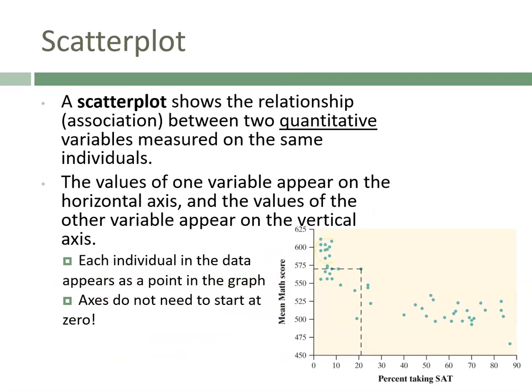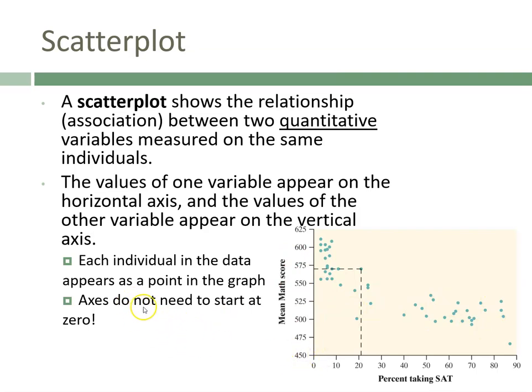Now, when you have these two sets of quantitative data, you can display them in a scatter plot. A scatter plot shows the relationship, or the association, between two quantitative variables measured on the same individuals. Okay? The values of one variable appear on the horizontal axis, and then the values of the other on the vertical. Each individual in the data appears as a point on the graph.